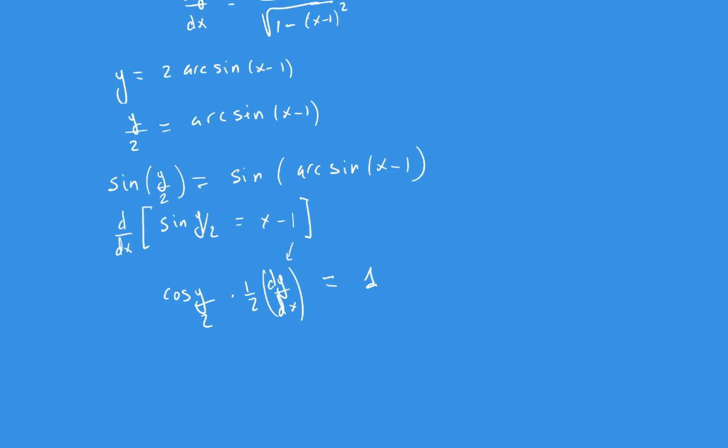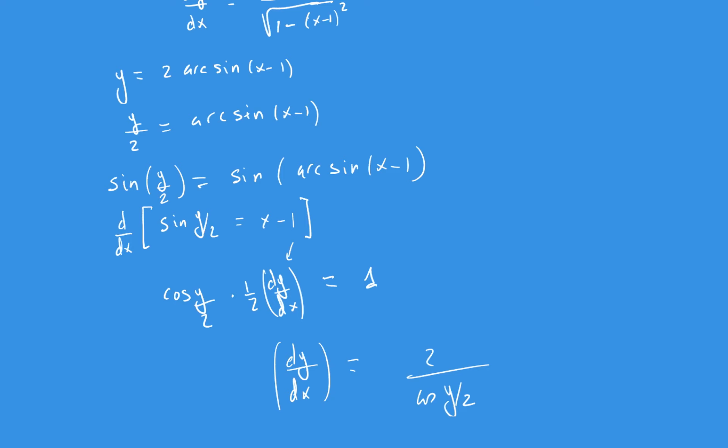Okay. So the derivative of y with respect to x is equal to 2 divided by cosine of y divided by 2. Now there is a problem here. The problem is that I expect the derivative of y with respect to x to depend not on y but on x. So I need to work a little bit more.